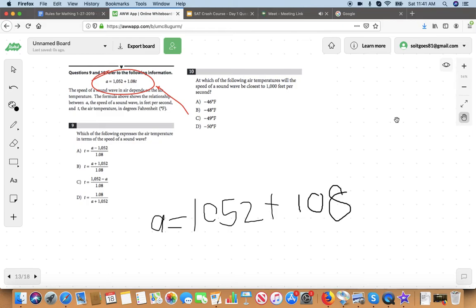108 and then T. So I guess work our way down. 46. Like that. Yeah, it looks good. All right. This is a calculator section question. Go to use a calculator. All right.